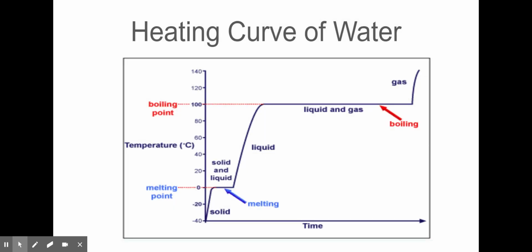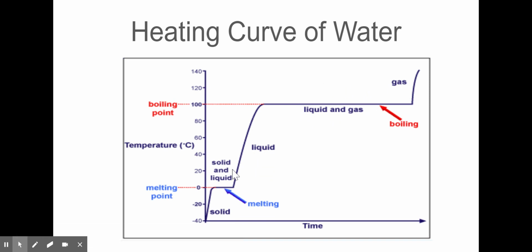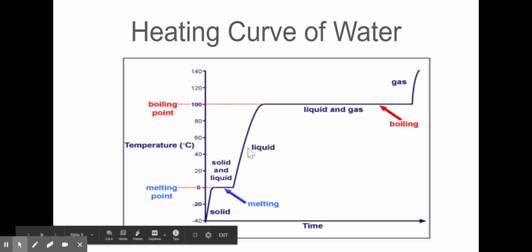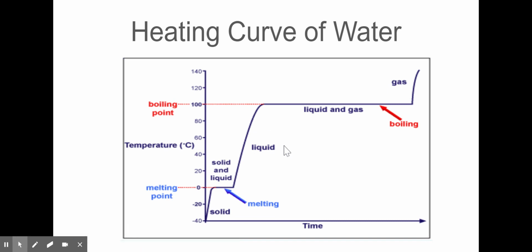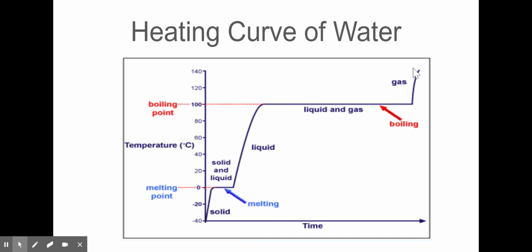So this right here is your heating curve of water, and I would maybe take a moment and draw this. You're going to see it on the next few slides, but it's important for you to see you have your solid down here, and then at a phase change, you have both phases. So at your melting point, you have solid and liquid. At your boiling point, you have liquid and gas. And your temperature only changes when you have only one phase. So we have our solid, solid and liquid, liquid, liquid and gas, and then gas.